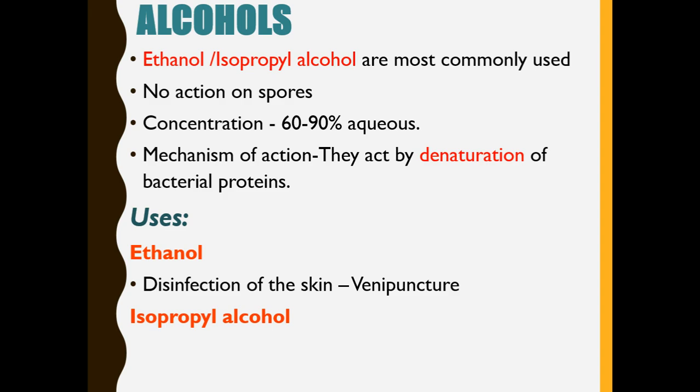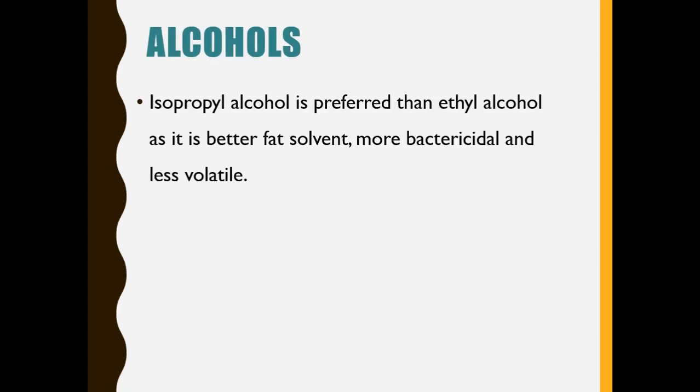The second one is isopropyl alcohol. This isopropyl alcohol is commonly used for disinfection of the clinical thermometer. We will observe that the clinical thermometer is kept in a bottle containing isopropyl alcohol. So it will act as a disinfectant, and that will disinfect the clinical thermometer which is used by the physician or the surgeon. Among the alcohols, isopropyl alcohol is preferred as compared to ethyl alcohol.